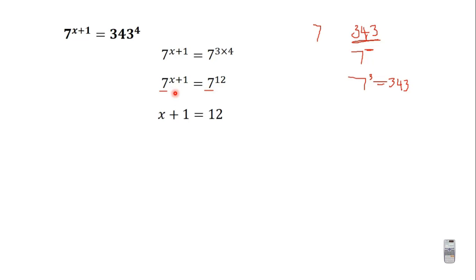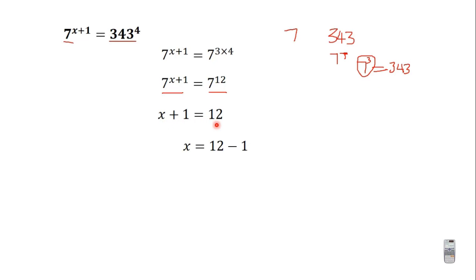So we will say that x plus 1, which is the exponent on the left-hand side, is equal to 12, which is the exponent on the right-hand side. So x plus 1 is equal to 12. You simplify this and find x. So x is equal to 12 minus 1, x is equal to 11. So when you are given an exponential equation, the main thing you need to focus on is to make sure that the term on the left-hand side and the term on the right-hand side have the same base so that you'll be able to equate the exponents. In doing that for this equation, we have x is equal to 11.